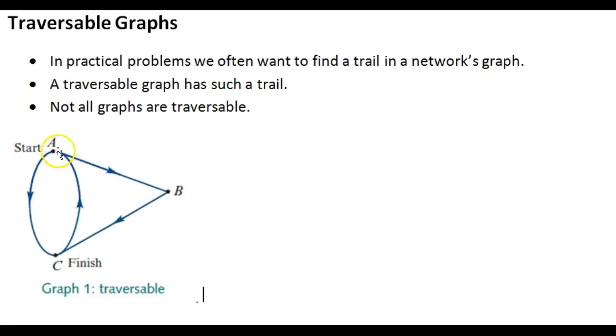This graph is traversable. We can go from A to C, back to A, over to B, and back to C. The degree of A is 3, the degree of B is 2, and the degree of C is 3. You might recall that if a graph has exactly 2 odd degree vertices, then there will be a traversable path that starts and finishes at those odd vertices.